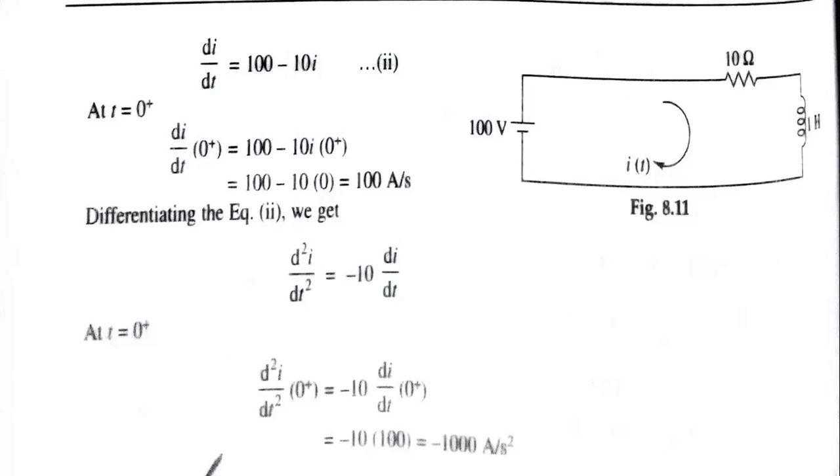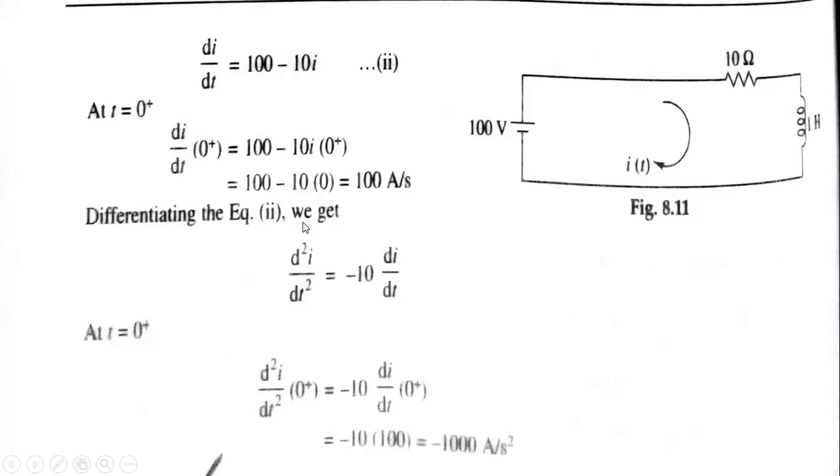Now at t equals to 0 plus, what will happen? di by dt at 0 plus is 100 minus 10 into I of 0 plus. Whenever there is an I, you just convert that I into 0 plus, so then only it is possible to substitute the value. So 100 will be here, and 10 into I at 0 plus. I at 0 plus is nothing but again 0, so this entire term will become 0. So what is left here? That is 100. So 100 ampere per second is nothing but my di by dt at 0 plus.